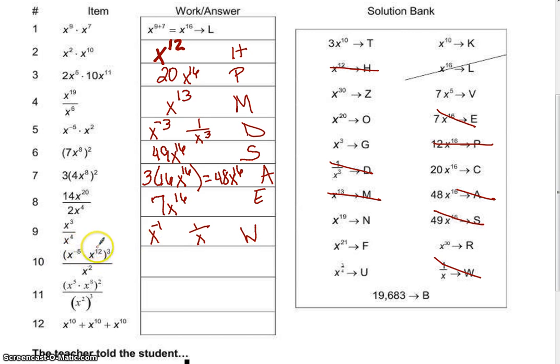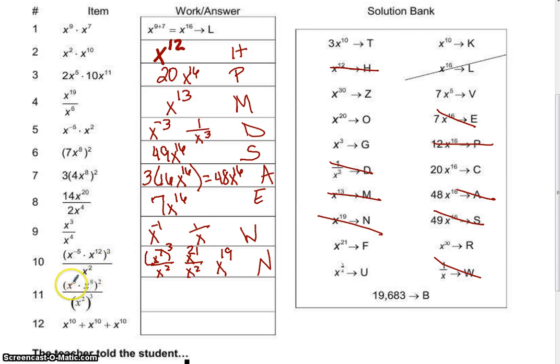So do your top first. I would do what's inside, and this becomes negative 5 plus 12. So this would be x to the 7th, to the 3rd, over x squared. So x to the 7th to the 3rd, you're going to multiply, and it becomes x to the 21 over x squared. And so now you're ready to subtract, and it becomes x to the 19th. X to the 19th is N.